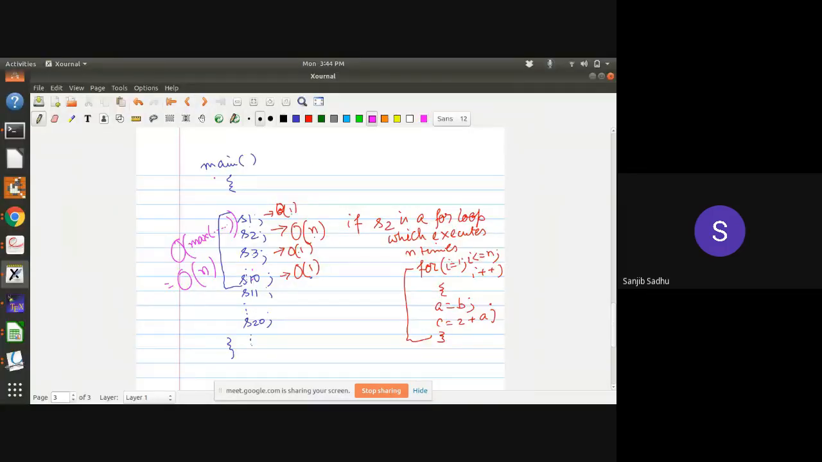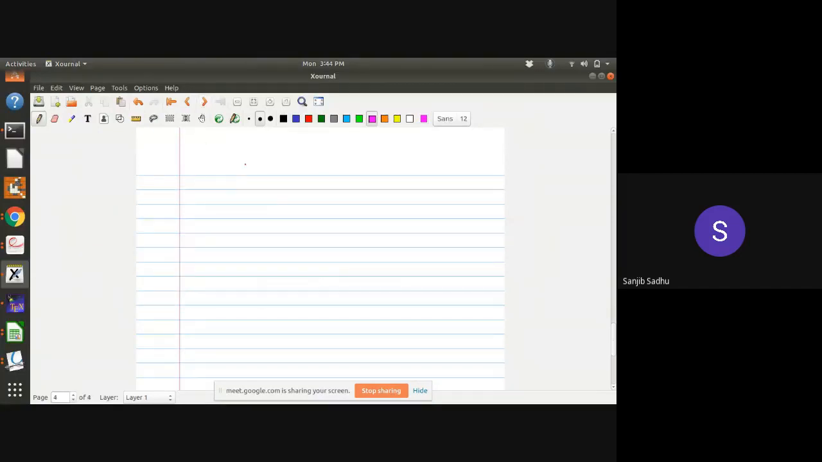Now next, can you tell me a function fn which has some n, but it is big O of 1? Before that, you see, any constant c is big O of 1. Why?